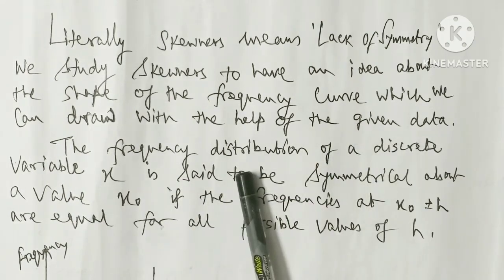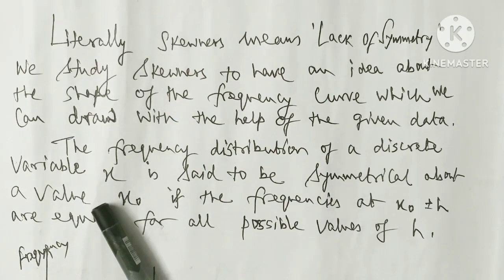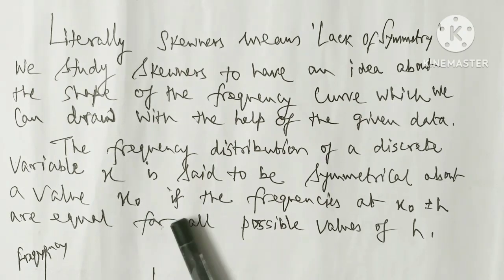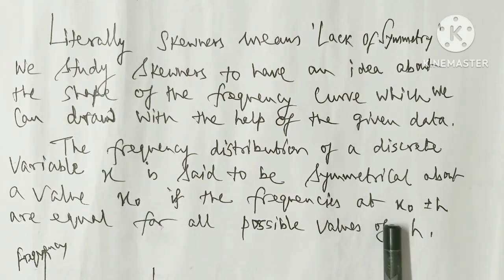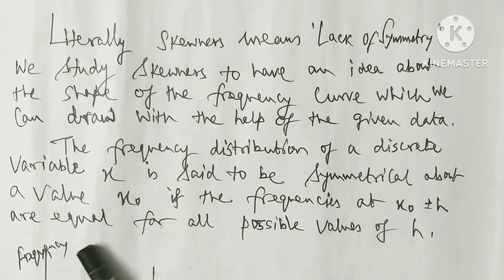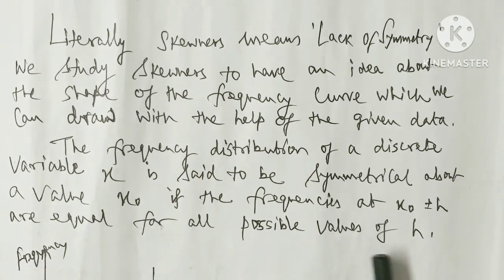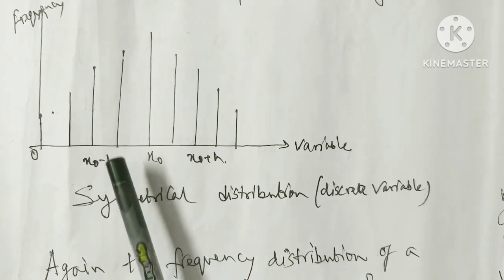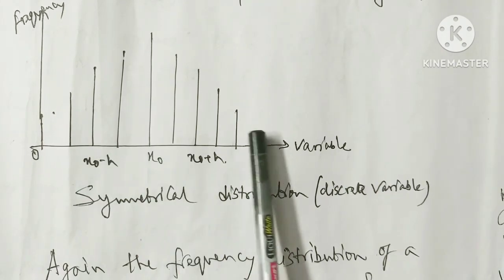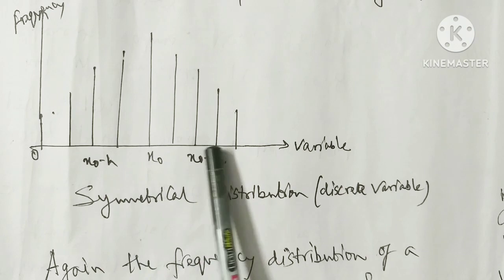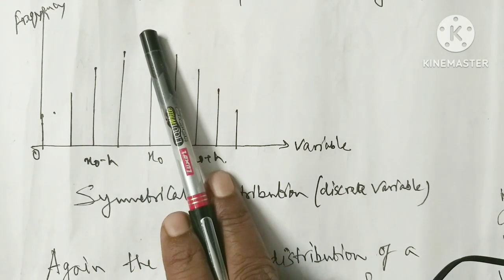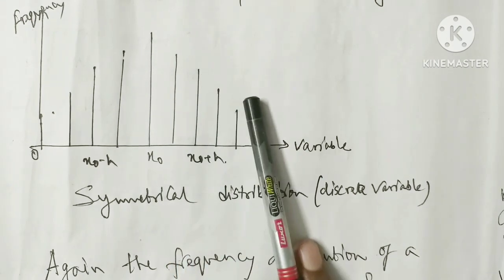The frequency distribution of a discrete variable x is said to be symmetrical about a value x0 if the frequencies at x0 plus minus h are equal for all possible values of h. Now, by the following figure, when we take discrete values, we get this type of figure for a symmetrical distribution. The left part gradually rises, reaches the top, and the right part gradually decreases.